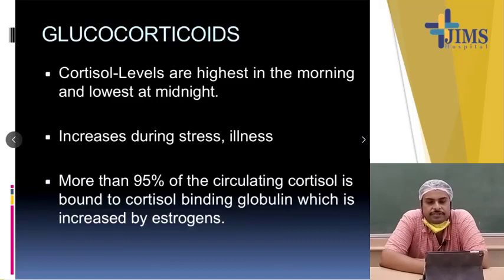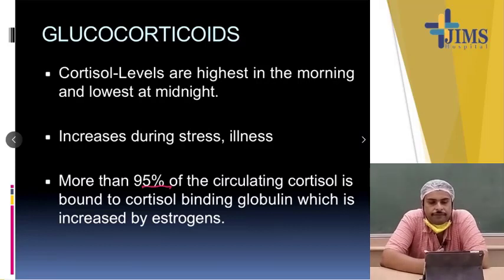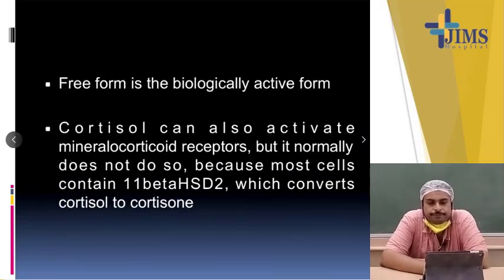This increases during stress and illness, but most of the cortisol, as you can see 95%, is bound to cortisol binding globulin and it is affected by estrogens. So during measurement of this cortisol, estrogen should be stopped. The free form is the biologically active form.